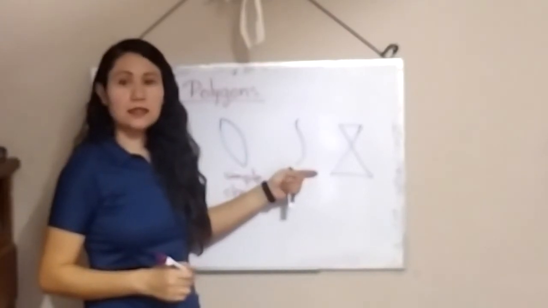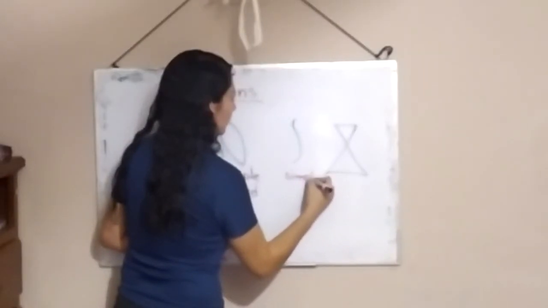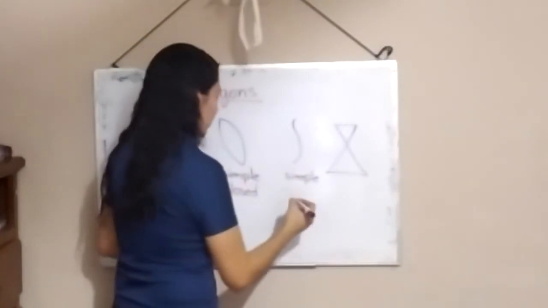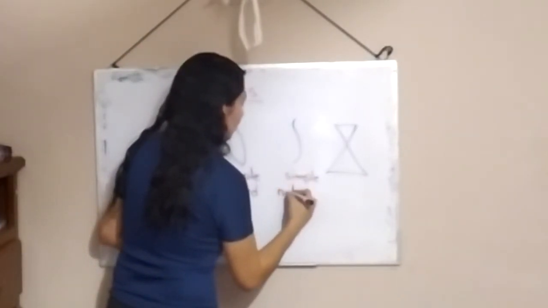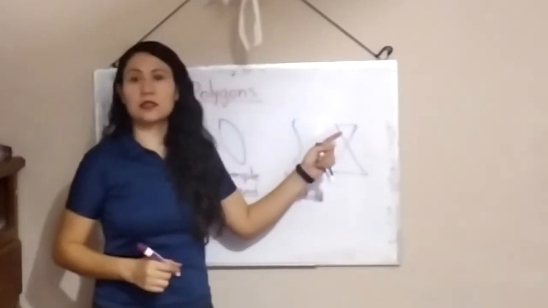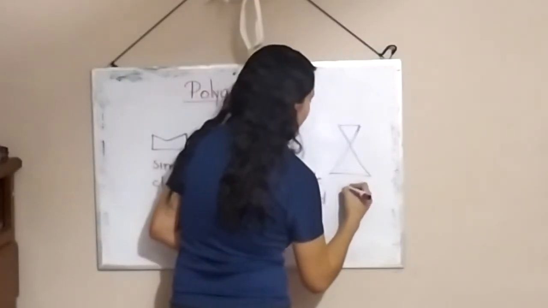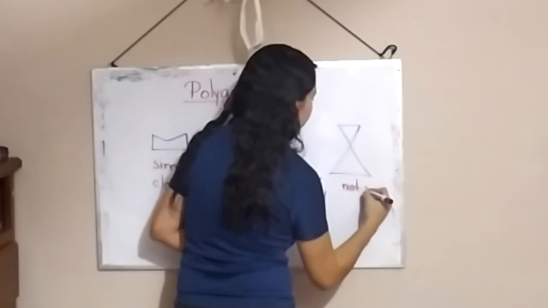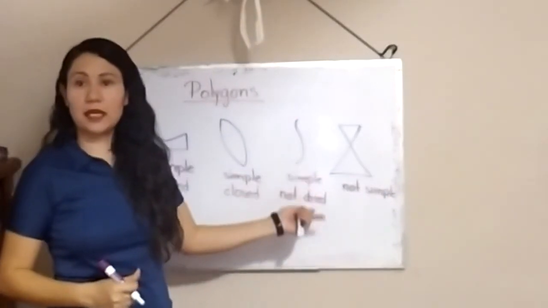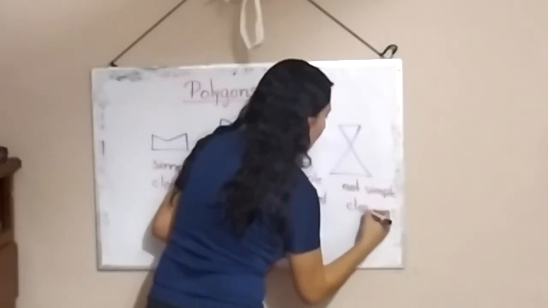Is this line intersecting? No, so it is also simple. Does it begin and end in the same spot? No, so this time it is not closed. Does this line intersect with itself? Yes. So it is not simple. And does it begin and end in the same place? Yes. So it is not simple, but it is closed.